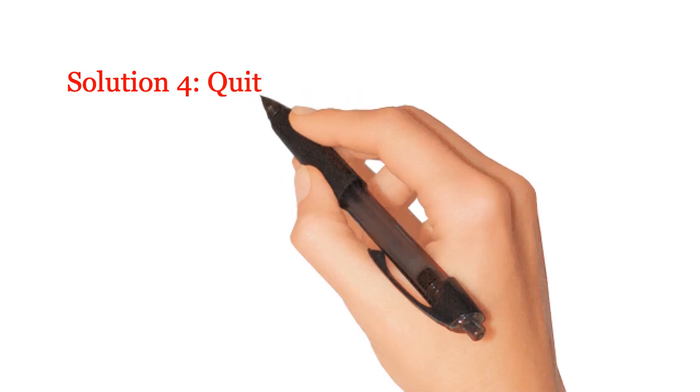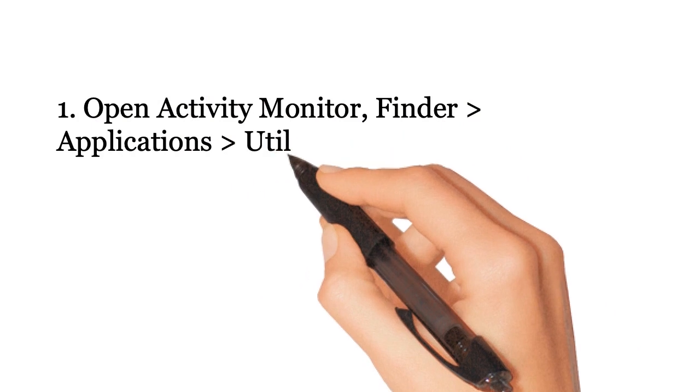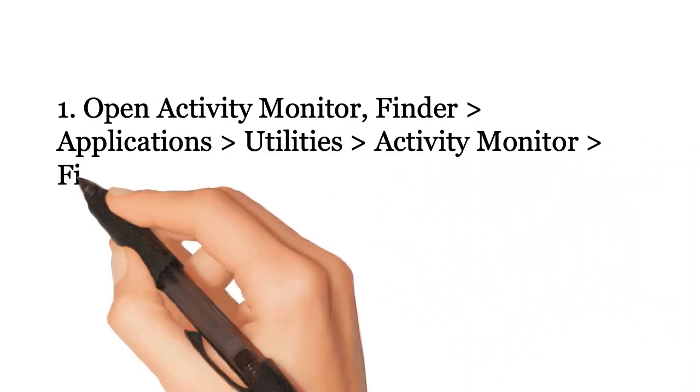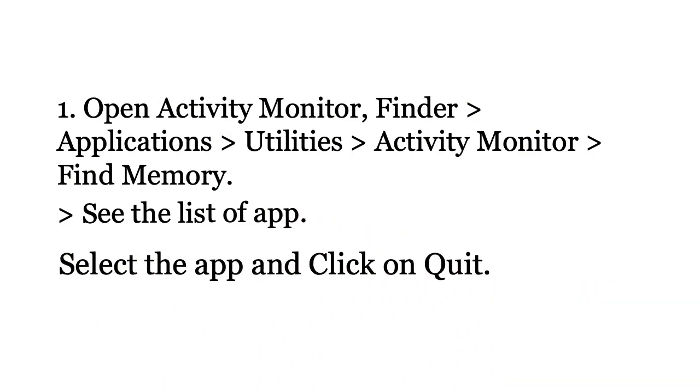Solution 4. Quit or turn off background apps. 1. Open Activity Monitor: Finder, Applications, Utilities, Activity Monitor, find Memory. Then see the list of apps. Select the app and click on Quit.